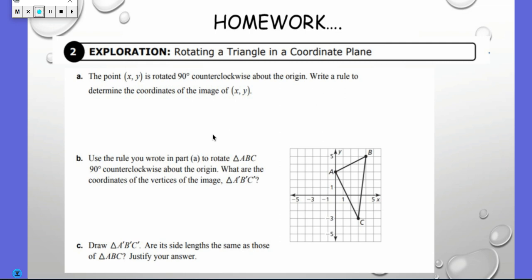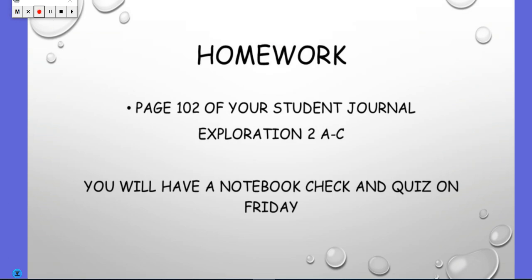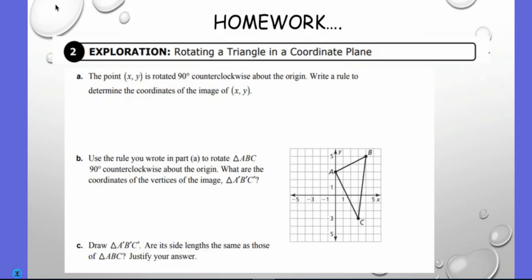Alright guys, so your homework for tonight, you go back a page, is page 102 of your student journal, Exploration 2. We're going to do A through C, and these are not my questions. These are the Big Ideas Math questions, so all the work is credited to them.